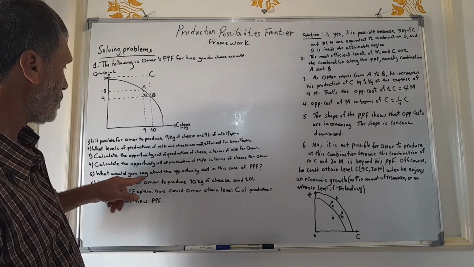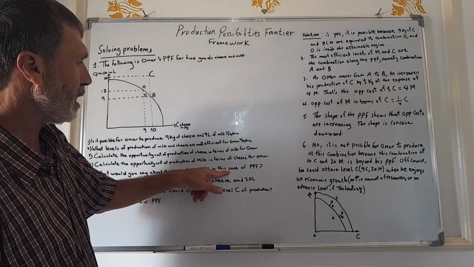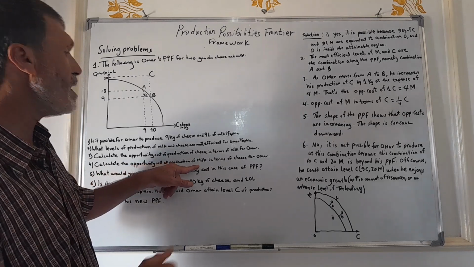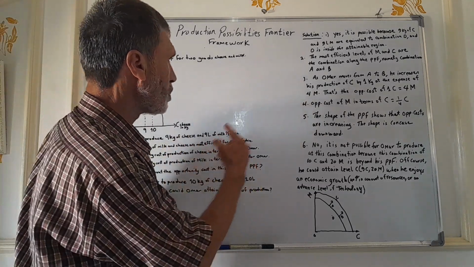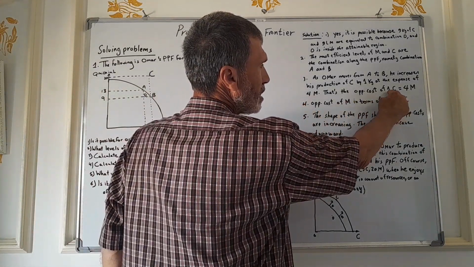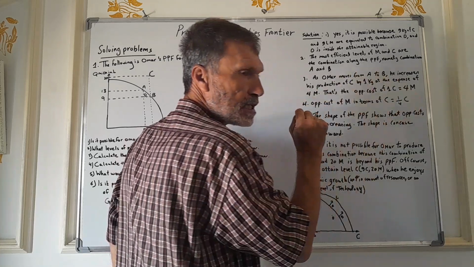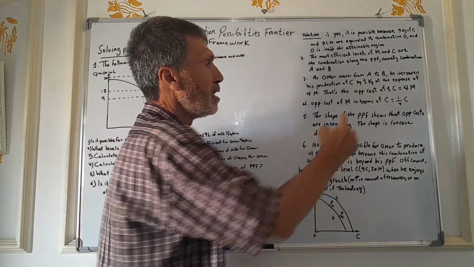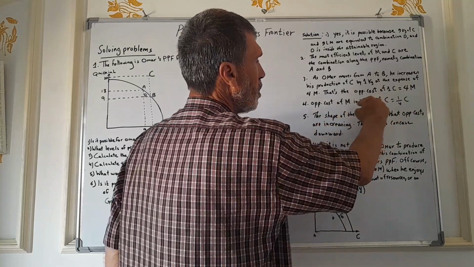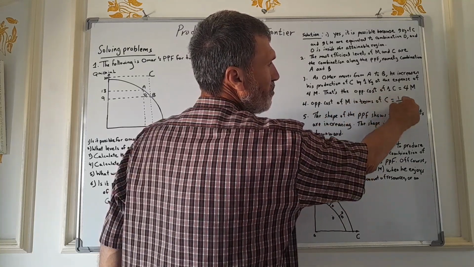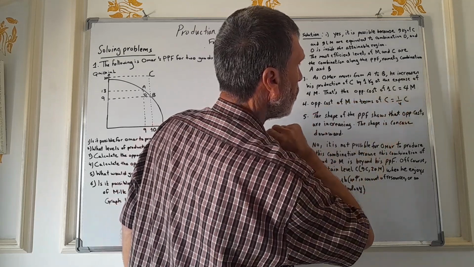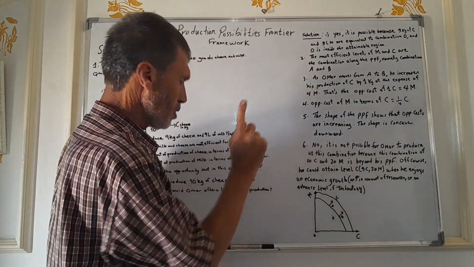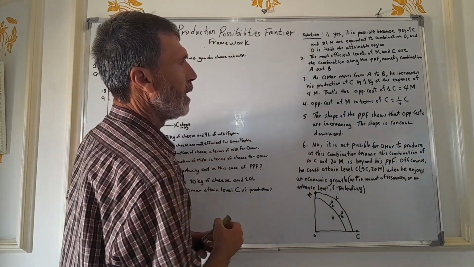Now, calculate the opportunity cost of production of milk in terms of cheese. If the opportunity cost of cheese in terms of milk is that one cheese is 4 milk, what is the opportunity cost of milk in terms of cheese? All you have to do is just divide this equation by 4. So we get the opportunity cost of milk in terms of cheese is equal to 1/4 cheese.